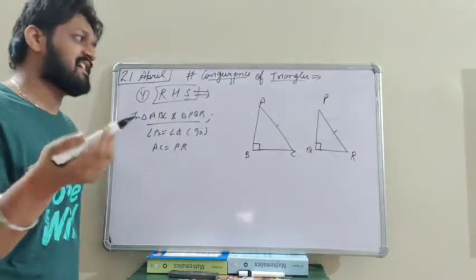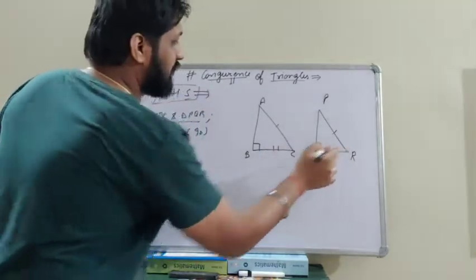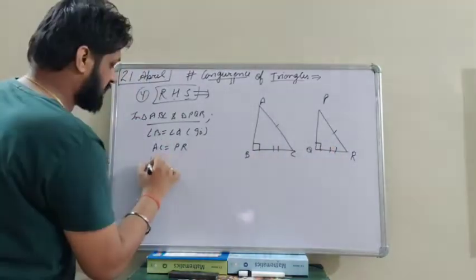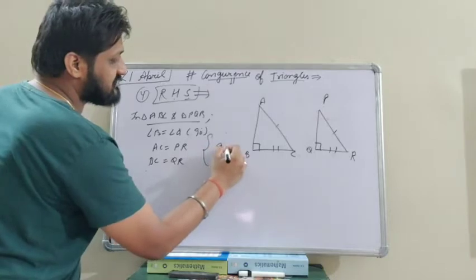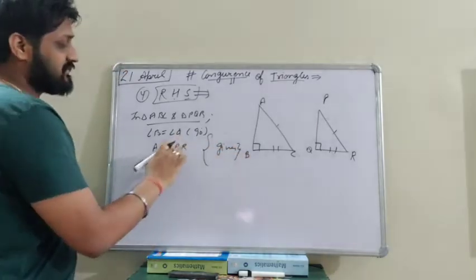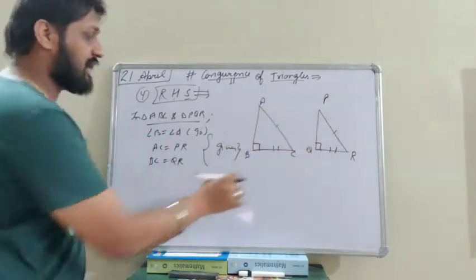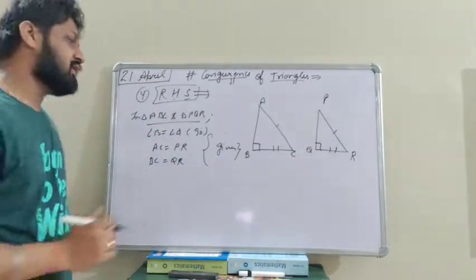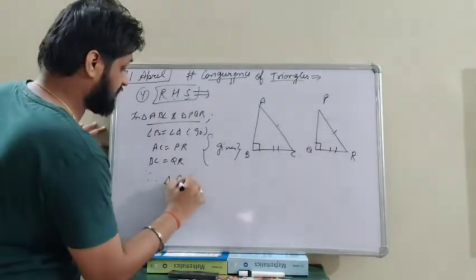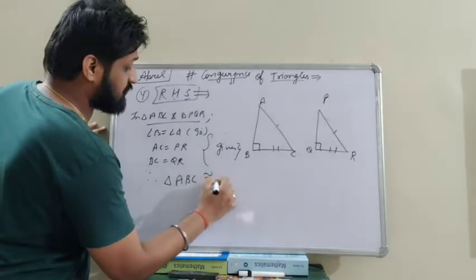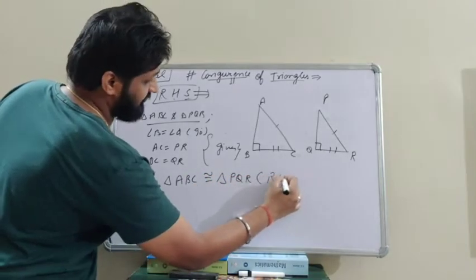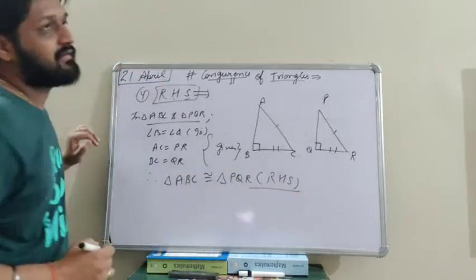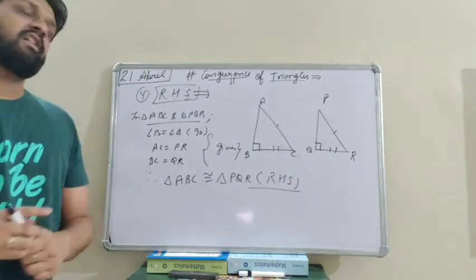Then we have to take the S of RHS. S is the side, meaning any third side. So let's assume BC is equal to QR. So we can say right angle is given, hypotenuse is given equal, and one of the sides is given equal. Therefore triangle ABC is congruent to triangle PQR, and the criteria is RHS, right angle, hypotenuse, side.